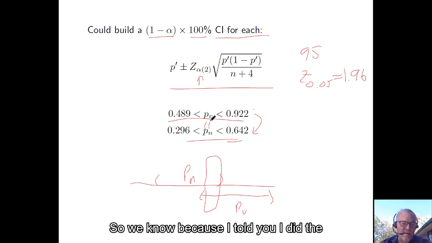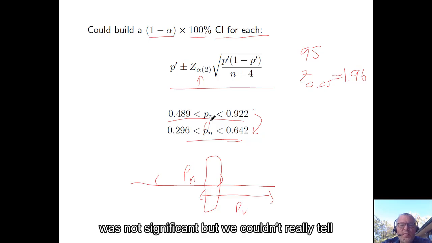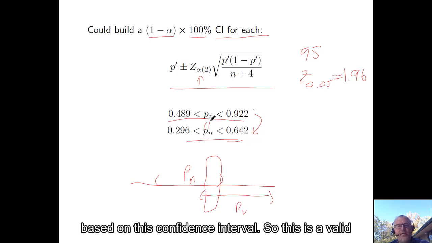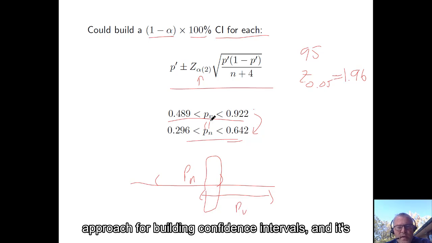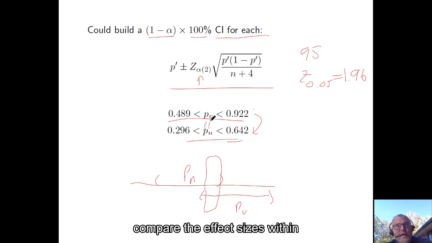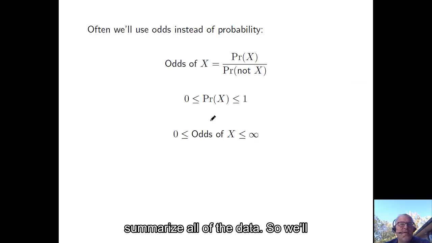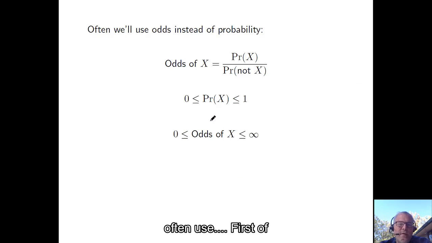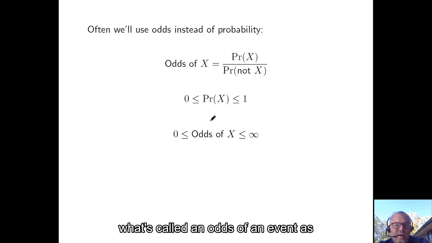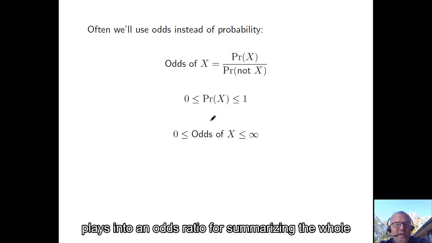So we know, because I told you I did the hypothesis test, that it was not significant, but we couldn't really tell based on this confidence interval. So this is a valid approach for building confidence intervals, and it's totally fine to do this, but often we want to compare effect sizes within a study and more succinctly summarize all of the data. So first of all, we'll often use what's called an odds of an event as opposed to the probability, and then we're going to see how this plays into an odds ratio for summarizing the whole study.